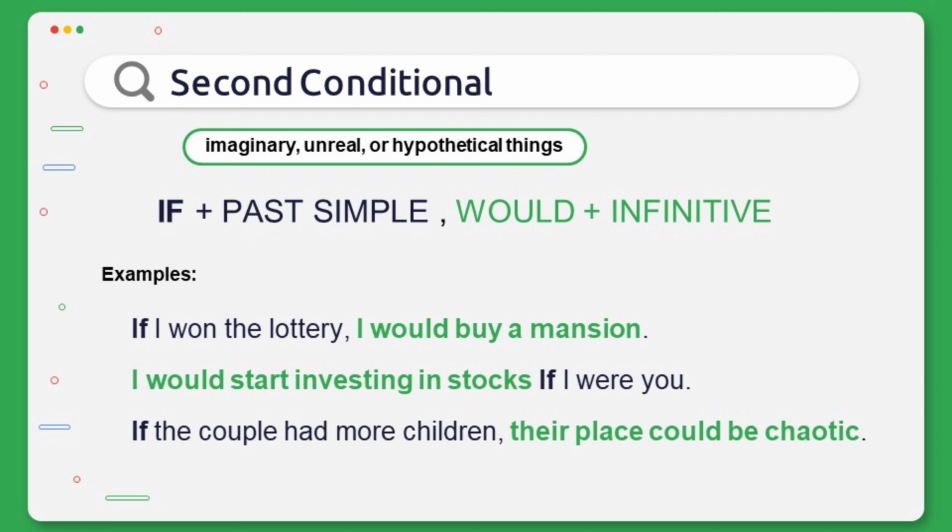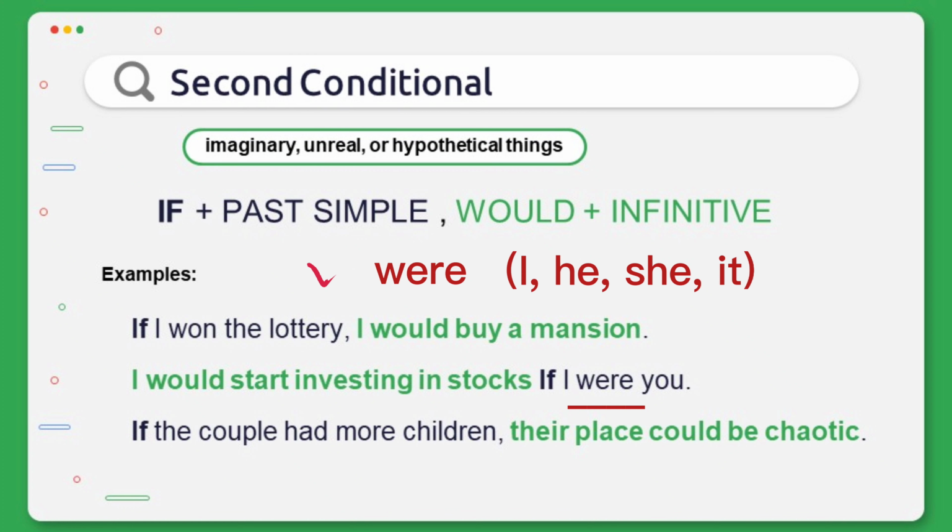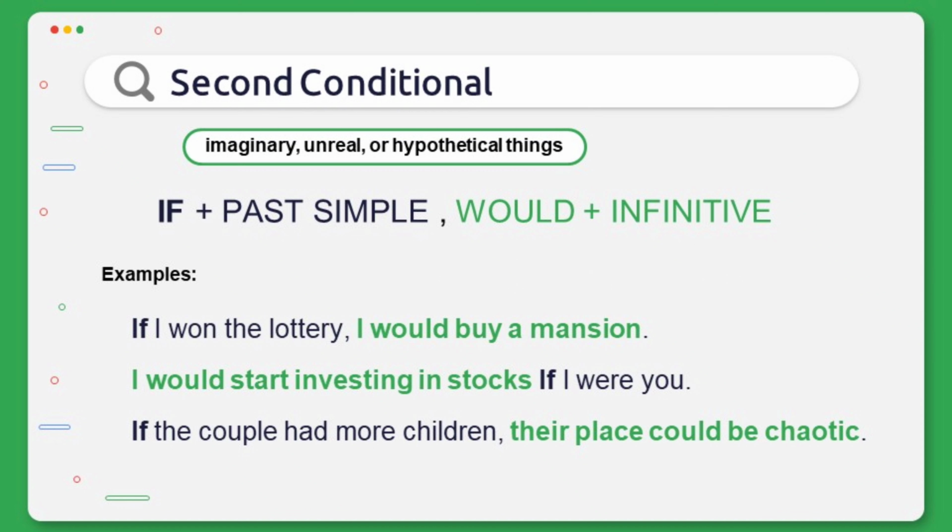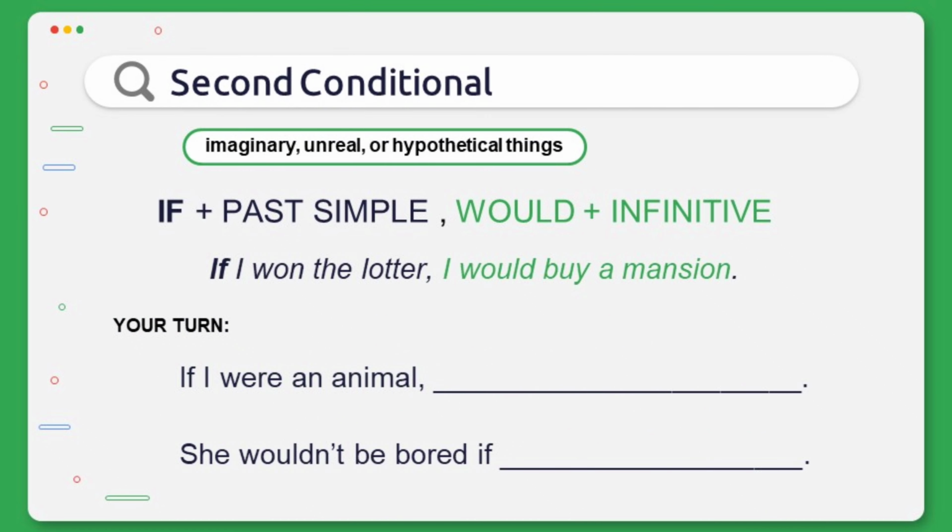We used I were instead of I was. This is another rule for the second conditional. When we use the verb to be, the past form is always were for the subjects I, he, she, and it. This kind of conditional sentence is different from the first conditional because this is a lot more unlikely. It's just a dream, and it's not very real. Alright, please complete these sentences.